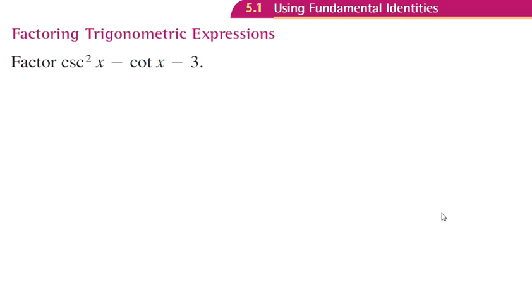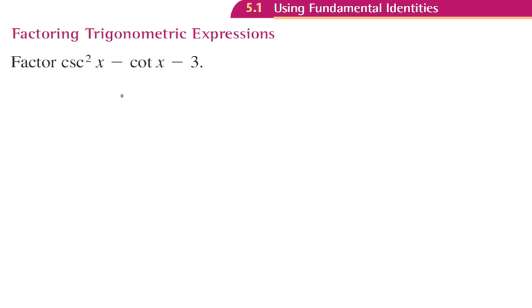Let's go ahead and factor this trigonometric expression, and that's the cosecant squared of x minus cotangent of x minus 3. Now this is different from our other factoring problems because these trig functions are both different. One's cosecant and one's cotangent. So we can't just call this x and then call this x, the same variable. That's not going to work.